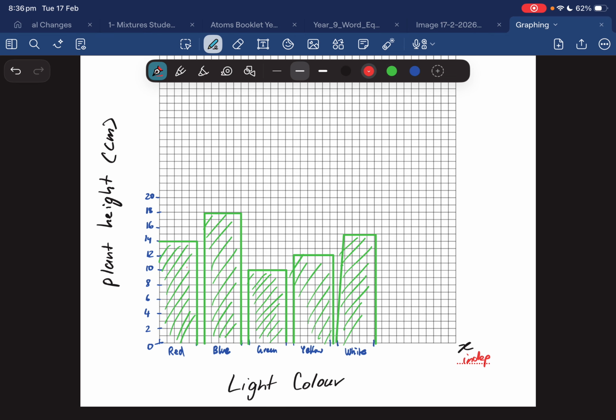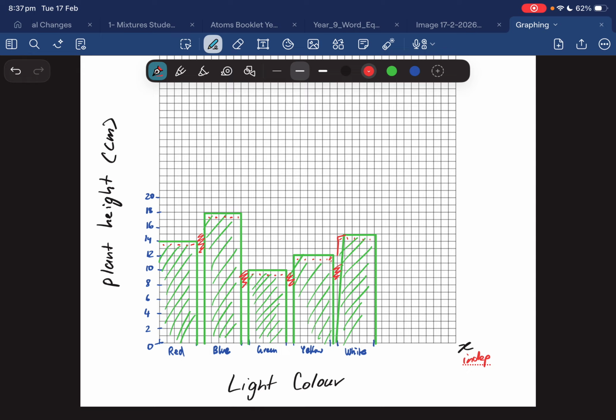What matters is here, once again, I used 1, 2, 3, 4, 5 boxes. Ignore that. 1, 2, 3, 4. See, I did that one wrong. This is meant to be like that. 5, right? And then I've left one box gap, one box gap, one box gap, one box gap in between.